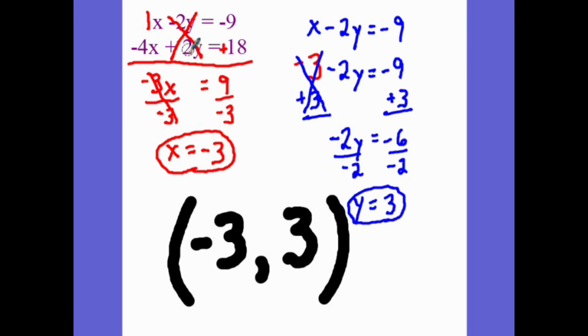Now, the one thing I will tell you is these signs always have to be opposite. They cannot be the same signs, because if they were both positive 2, 2 plus 2 is 4. That would not be an elimination. Negative 2 plus 2 is what eliminates. So one sign has to be negative and one has to be positive. It doesn't matter which one's on top or bottom, just as long as they're different.